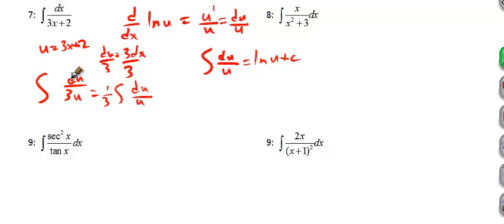You don't have to pull the 1/3 out, but you can realize that this part is totally separate. So this is our new rule. The antiderivative of du over u is natural log of u. So I have 1/3 ln of u, which is the 3x plus 2.